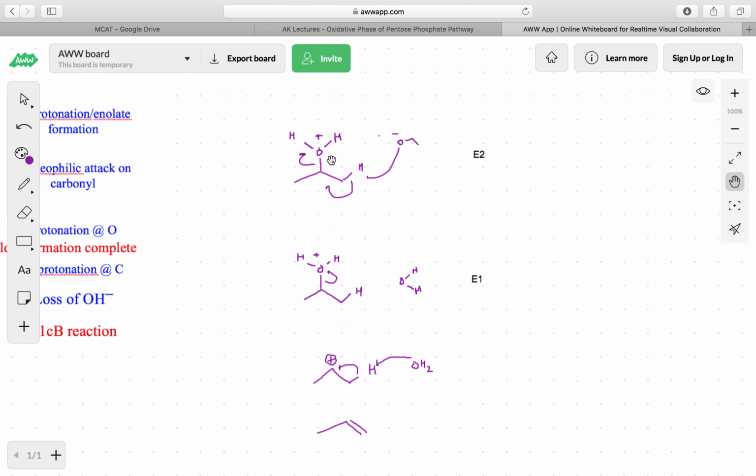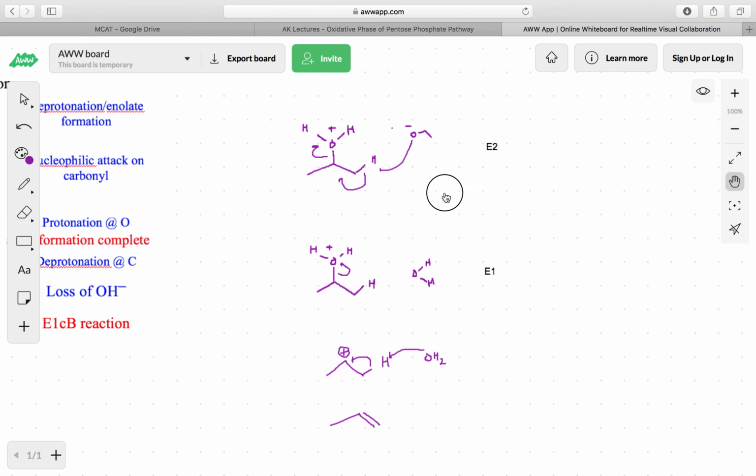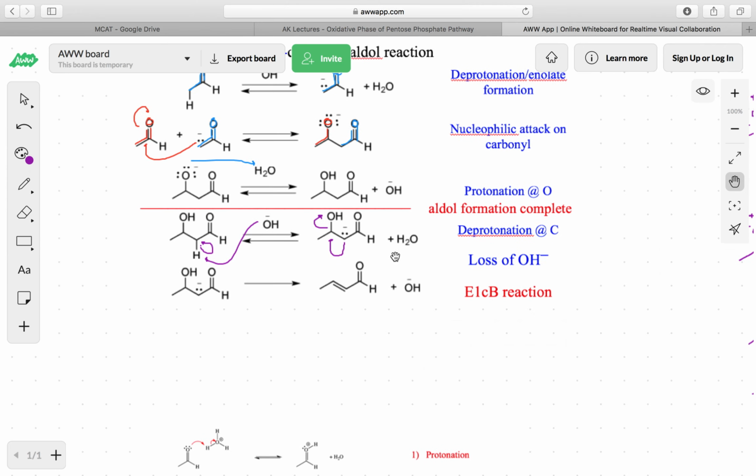In both E2 and E1, your leaving group leaves first, or at the same time. However, here, what we notice is the base attacks the proton first, and then in the second step, the leaving group leaves. So this is a sort of new spin on this reaction we've seen so much. So it's an interesting type, so pay close attention to that.